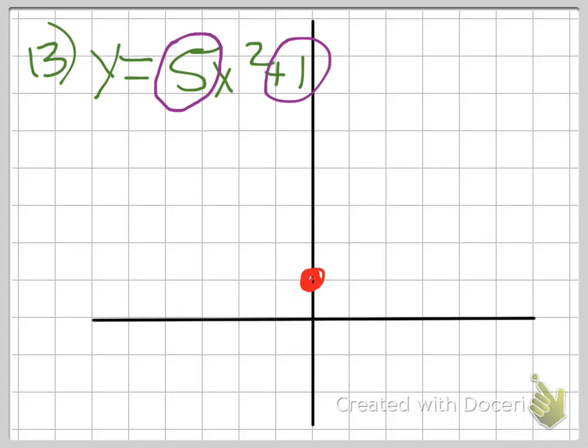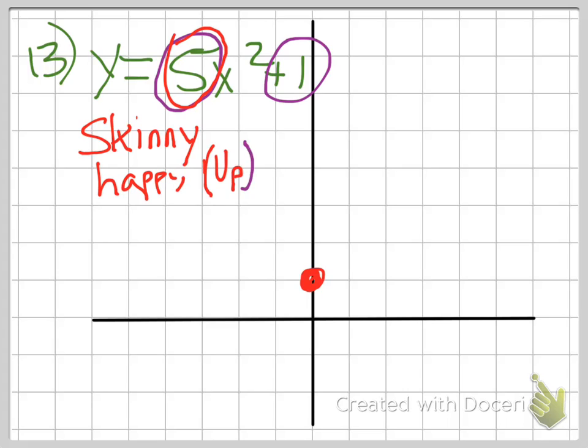Now, A is 5, and so that number is greater than 1, and that means my graph is going to be skinny. So it's going to be skinnier than the normal x squared graph. Now, 5 is also positive, and positive means happy. So that means my graph is going to open up.